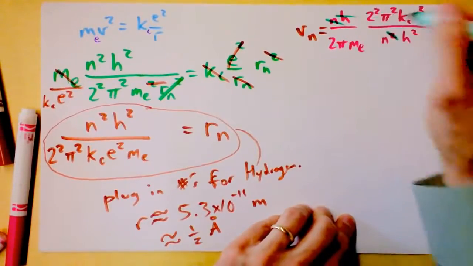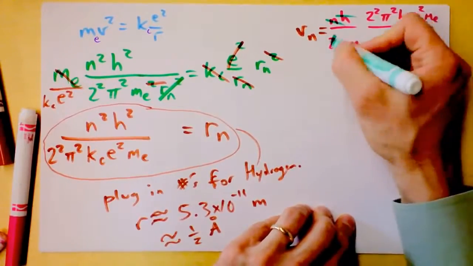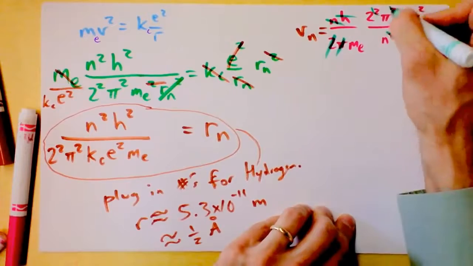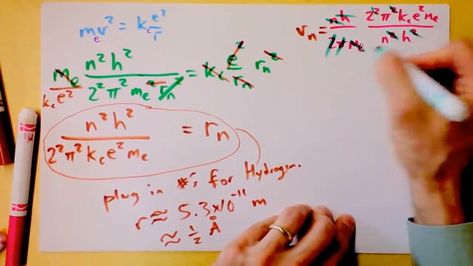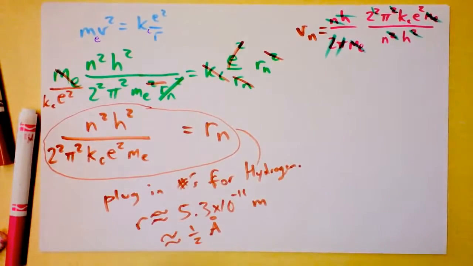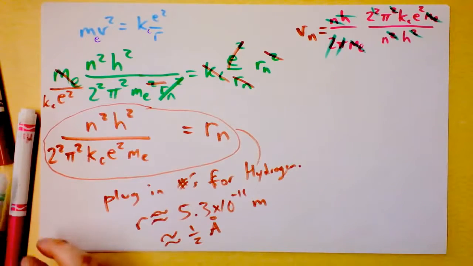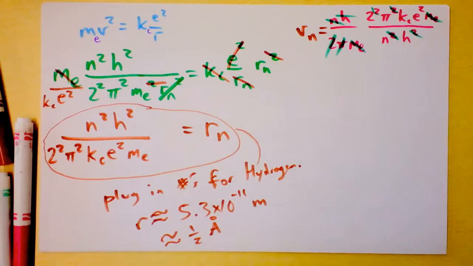Do we have any h's? Oh, we've got an h down here. That cancels out that one. This 2 cancels that 2 right there. You've got a pi? I can cancel that pi right there. You've got the mass of the electron. Mass of the electron is gone. Ooh, this is rather elegant. Let's see what this looks like.